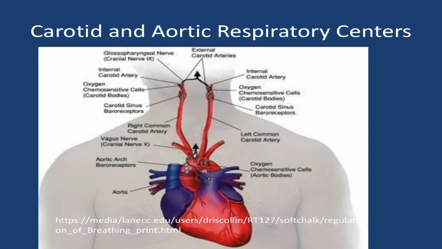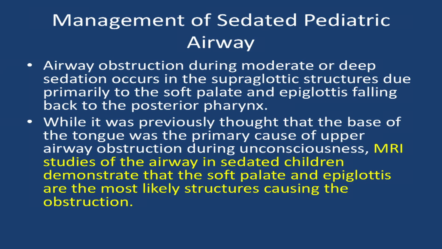respiratory system. Management of the pediatric airway. Airway obstruction during moderate or deep sedation occurs in the supraglottic structures due primarily to the soft tissue and epiglottis falling back to the posterior pharynx. While it was previously thought that the base of the tongue was the primary cause of upper airway obstruction during unconsciousness, MRI studies of the airway in sedated children demonstrate that the soft palate and epiglottis are the most likely structures causing the obstruction.